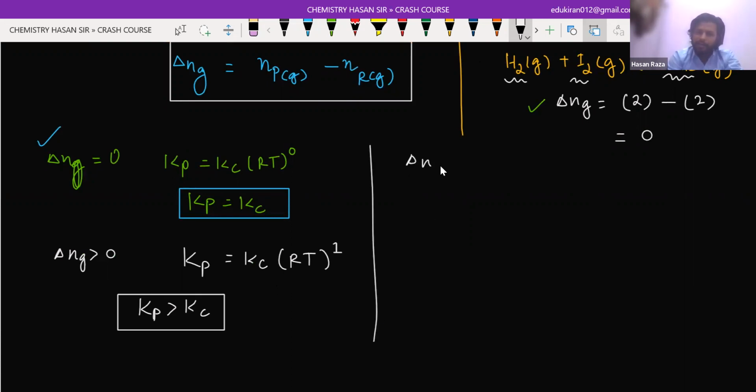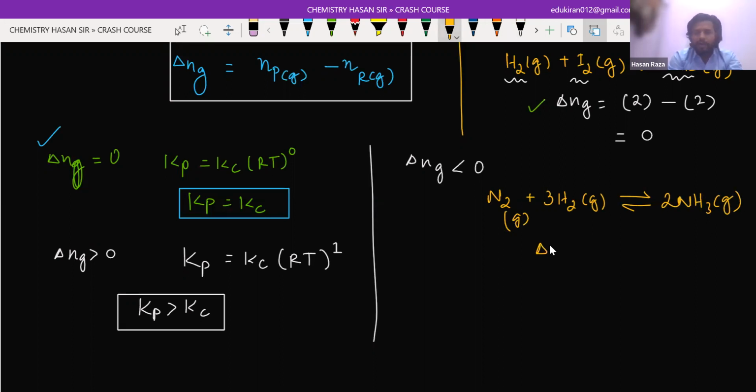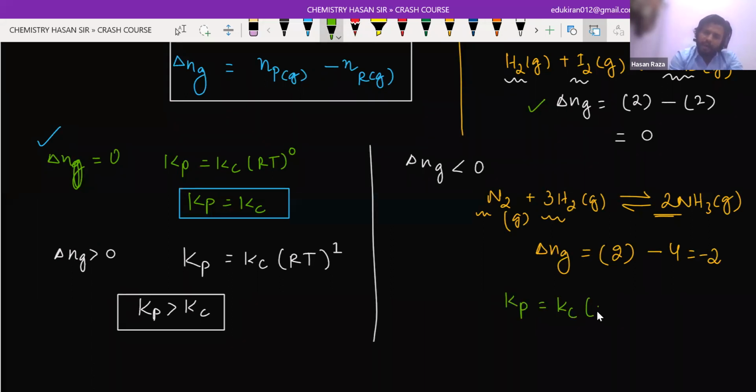Now, if delta NG will be lesser than 0, that means negative. Like if I take an example of N2 plus 3H2, these both are in gaseous state, giving you 2NH3, which is in gaseous state. So delta NG is the number of moles of the product, 2, minus the number of moles of the reactant, 3 plus 1, that is 4, that is equal to minus 2. So you will get KP equal to KC (RT) raised to the power delta NG, which has a value minus 2. After solving it, you get KC (RT) raised to the power minus 2.